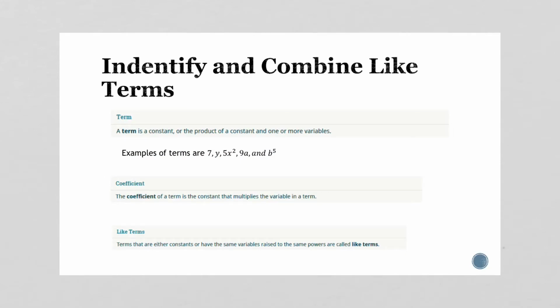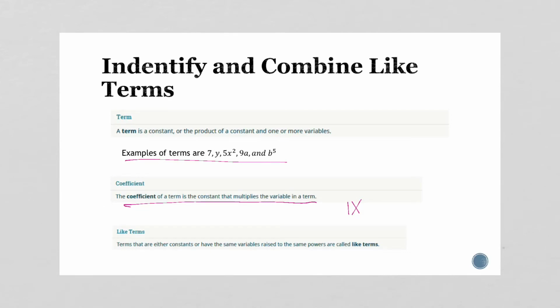All right, so identifying what a term is. A term is a constant or a product of a constant and one or more variables. So here are some examples of terms. They could be letters, they could be numbers, they could be a combination of variables and constants together. But those are examples of terms. The coefficient of a term is the constant. So in other words, that's the number that's in front of the variable. Just so you know, if you have this as a variable, its coefficient is the number 1. We don't usually write 1. It's understood to be there though.